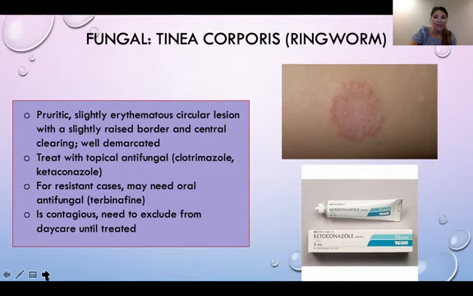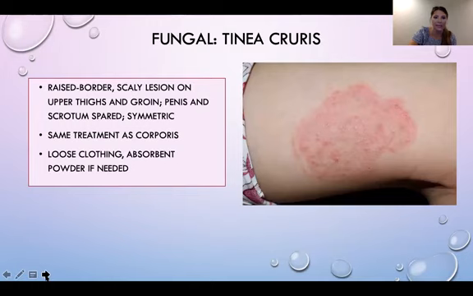And this is really contagious, so definitely want to limit exposure to other people if possible. If the child is in daycare, then we want to let the daycare know. And typically the recommendation is not to send them back until it's scabbed over and clearing. So just keep that in mind.